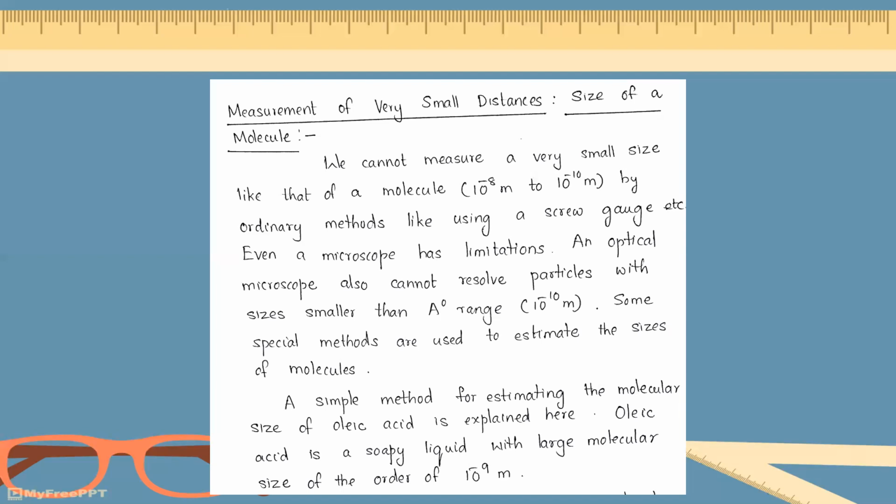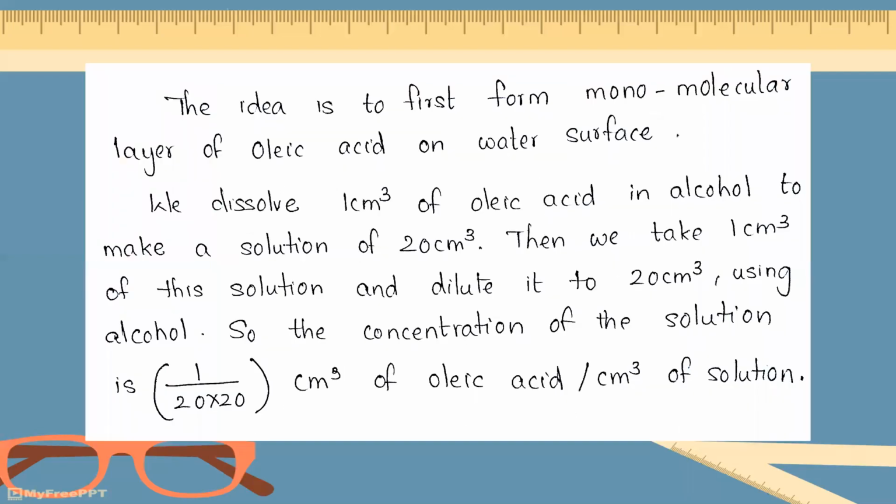meters. That's called a nanometer. So to find such a small size, we have to use some kind of method. So here we can see how we can do it. The idea is to first form a monomolecular layer of oleic acid on the water surface.